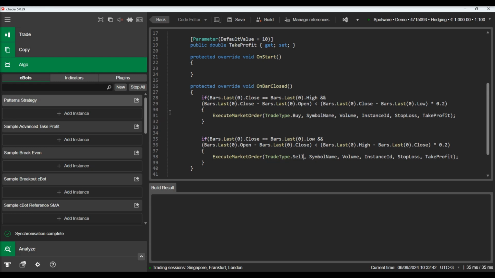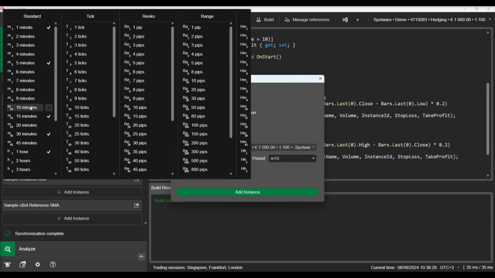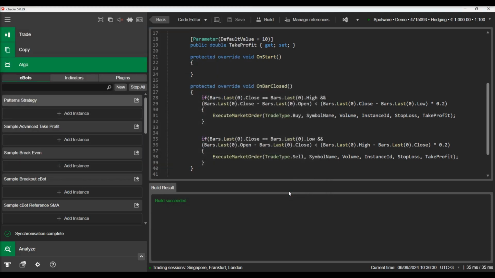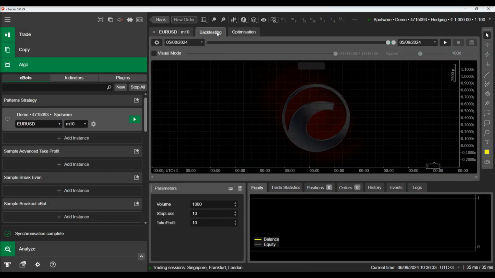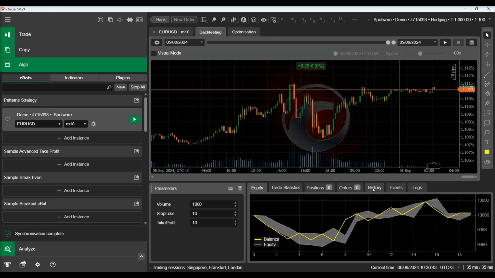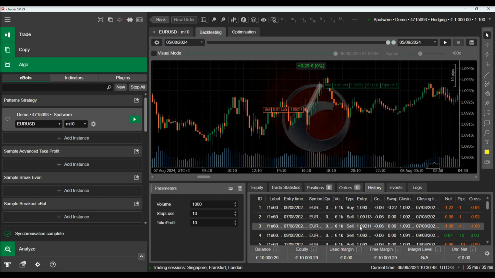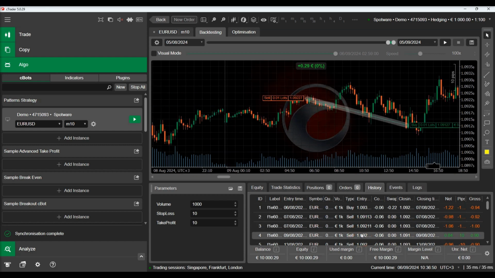Let's build our strategy, add an instance and backtest it. Let's inspect some trades. We can see the entry conditions being met before the entry of each trade. Now our strategy has been automated and we can leave our cBot to trade it on our behalf.